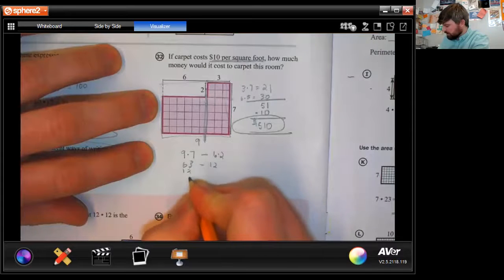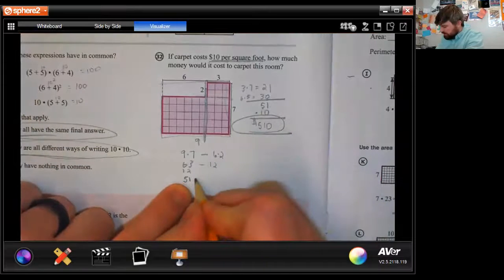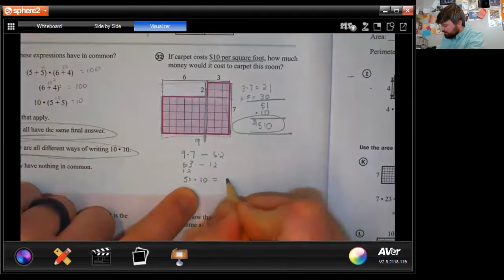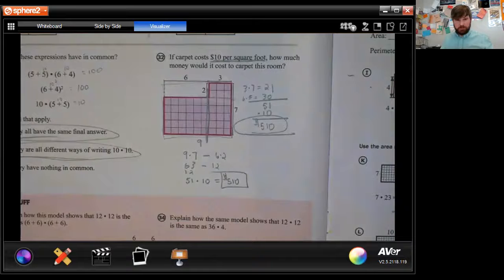3 minus 2 is 1. 6 minus 1 is 5. So you got 51, the same 51 we had over here. But then you got to multiply that by 10, and you get $510. Okay, so just a different way of doing it.